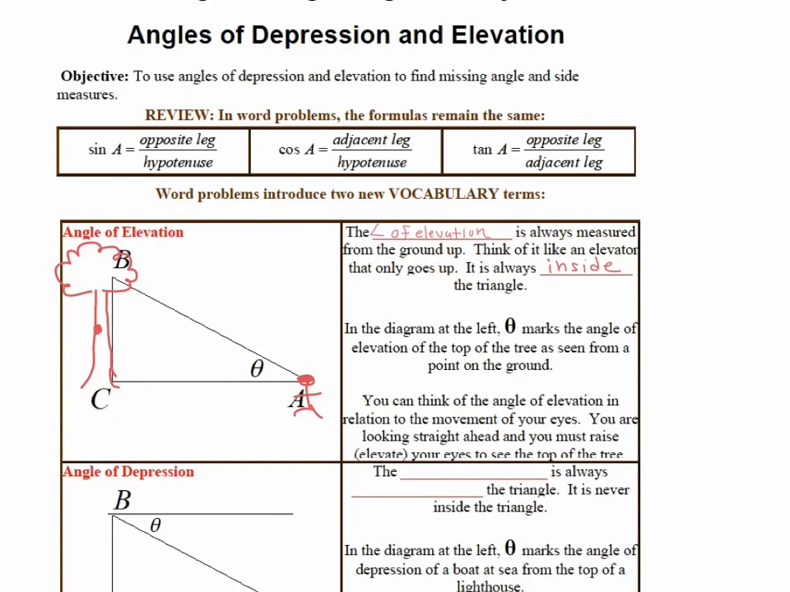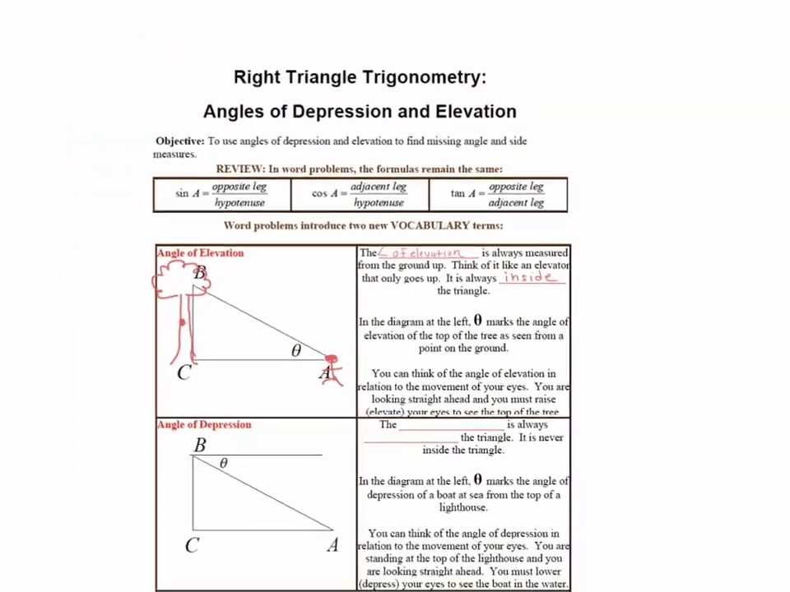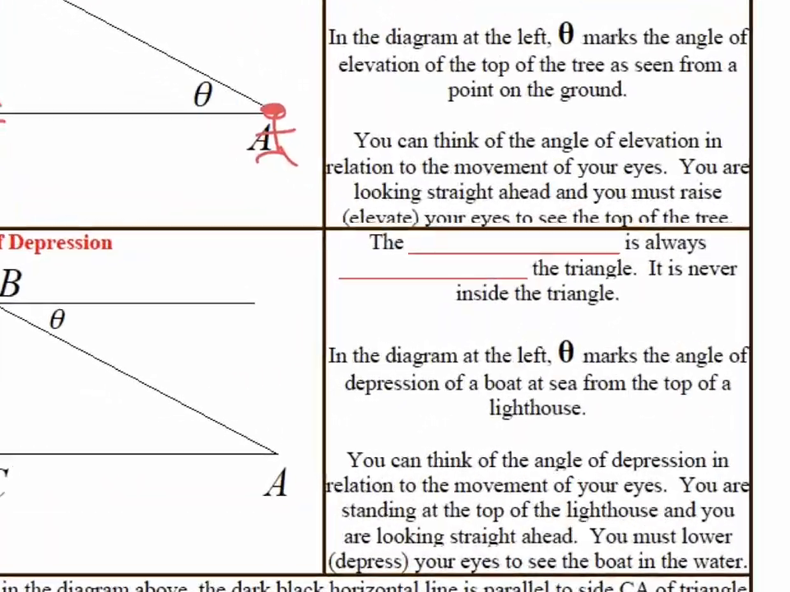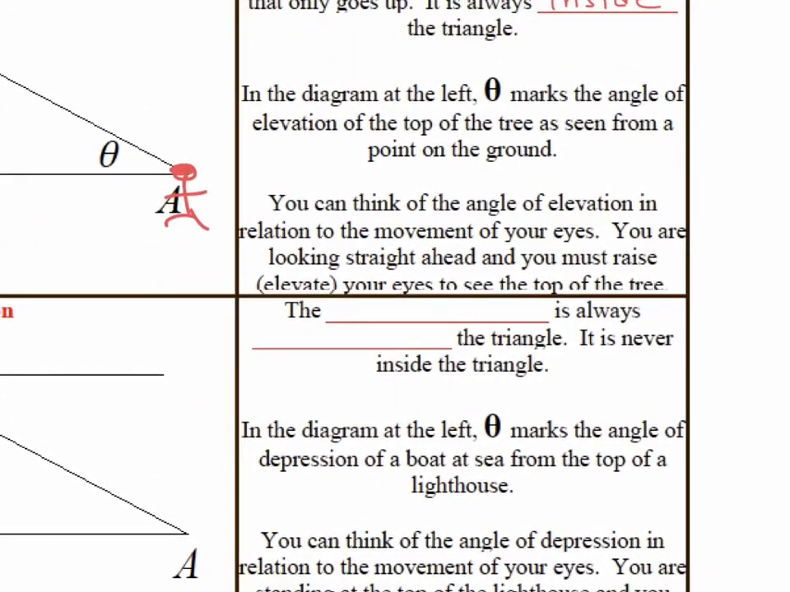Okay, next up, we have this little thing called the angle of depression. And it's not called that because it's sad. The angle of depression is always outside of our triangle. It is never inside of the triangle.